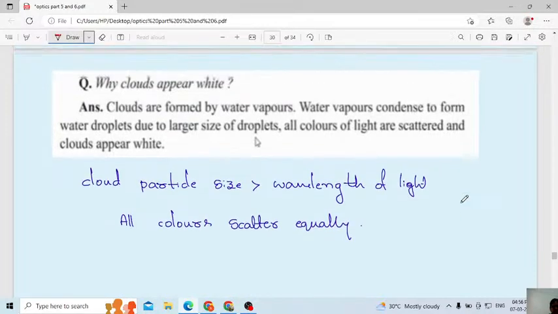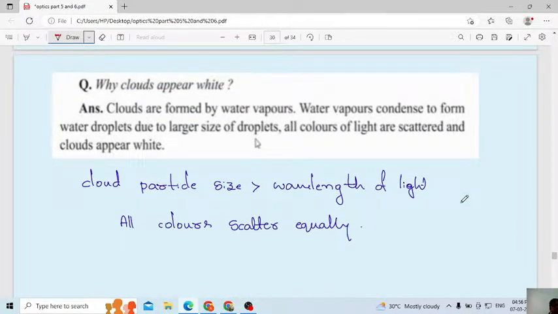Next important thing, why do clouds appear white? Already we learned the sky will appear blue. The same clouds are present in the sky only, where they are situated inside the sky. But why will clouds appear white in color?